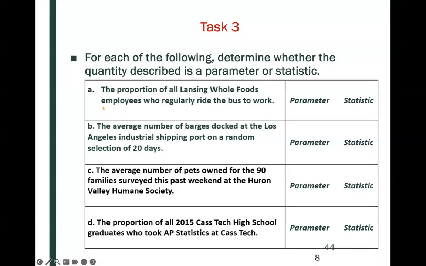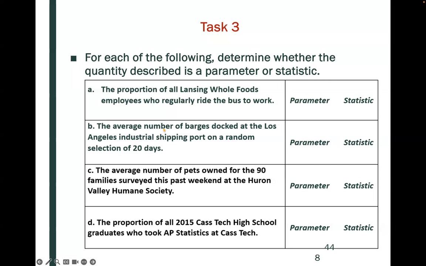Okay, so here we have the proportion of all Lansing Whole Foods employees who regularly ride the bus to work. So that would be a parameter because we're looking, here's our keyword, at all of the Lansing Whole Foods employees who regularly ride the bus. So here's our keyword, all.